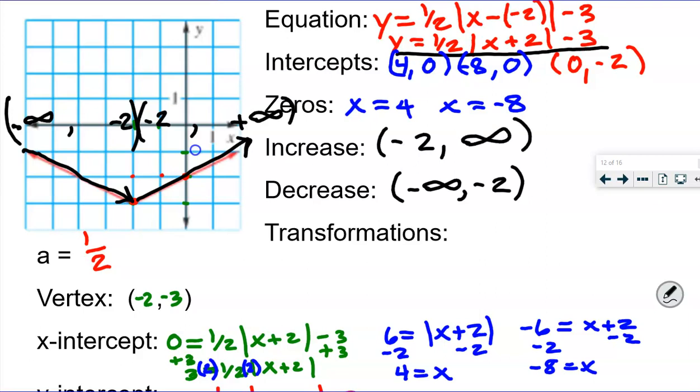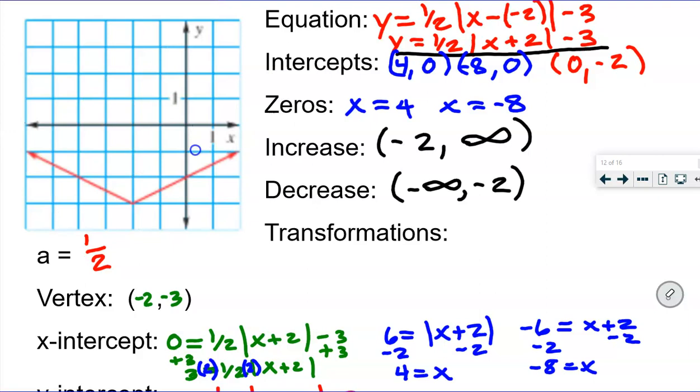Now, when we're talking about transformations, we're talking about comparing the graph that we have right now. So I'm going to actually erase all this, and we're going to just talk about this graph, maybe, if it will let me. There. We're going to talk about this graph, and we're going to compare it with just the graph that is y equals the absolute value of x, okay? So that's my original graph.